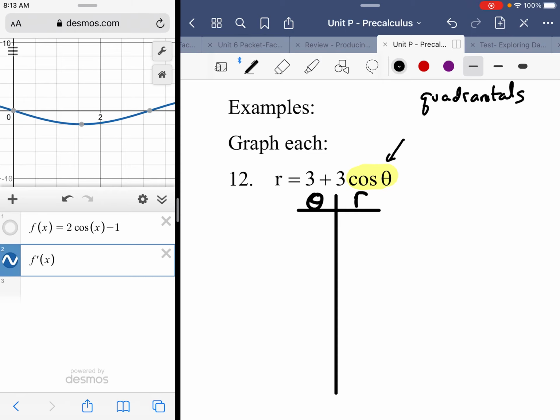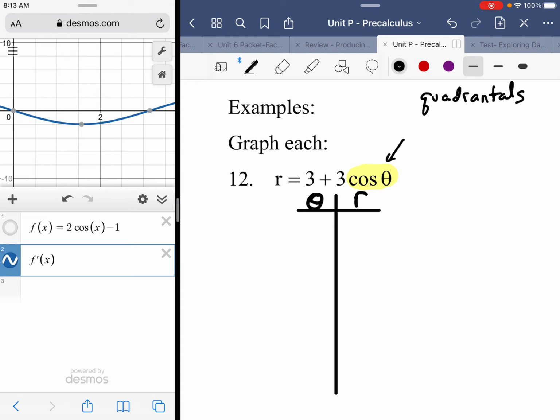Now, you would be forgiven if you didn't know what quadrantals meant, because honestly, I didn't know what that meant when I was a student. It was one of the first terms that I fell in love with when I was a teacher. Fell in love with is strong. I learned the term, and then I've never stopped saying it ever since.